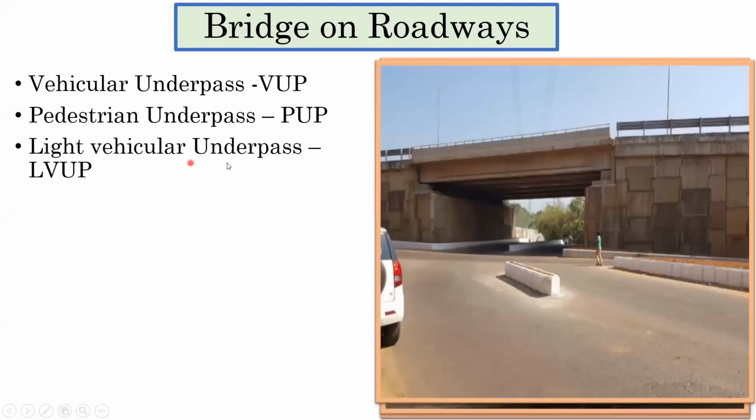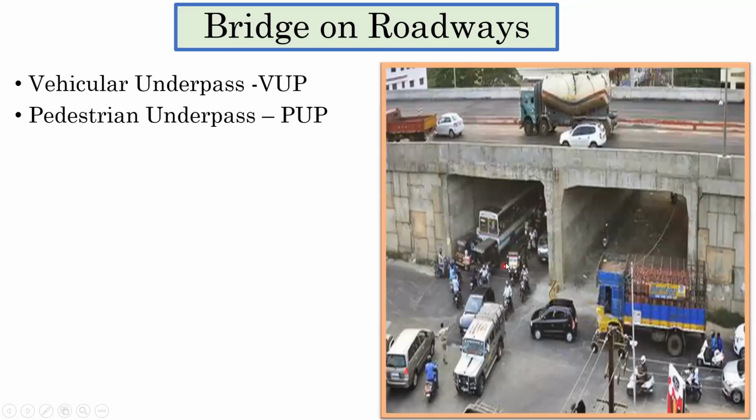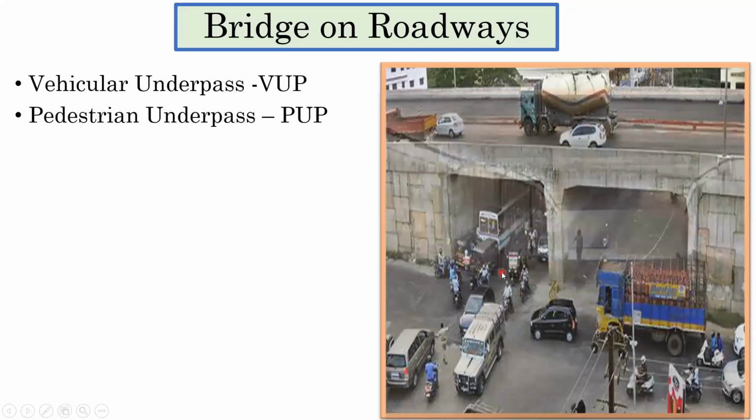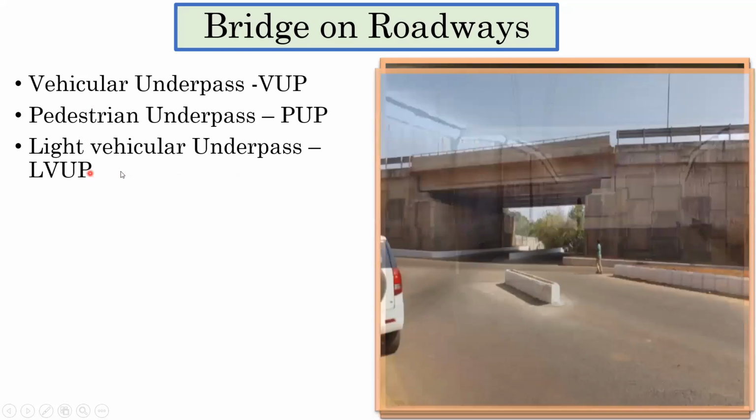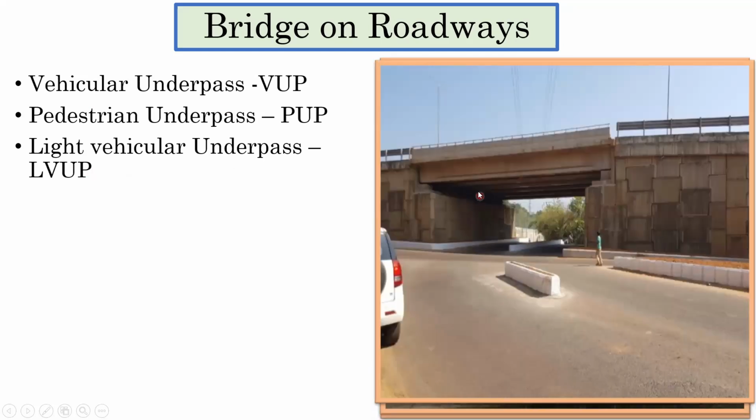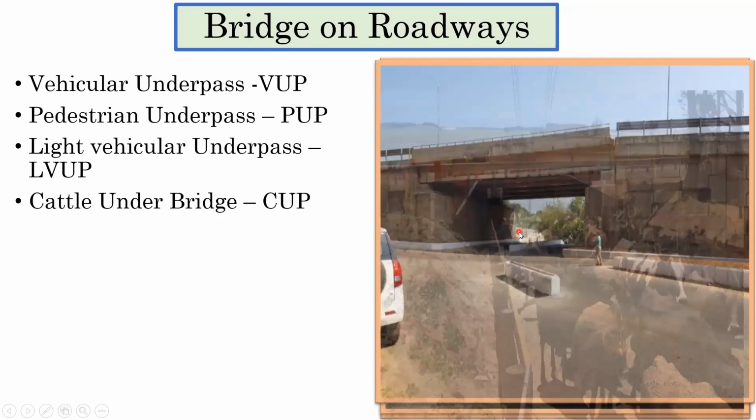Then we have light vehicular underpass. Light vehicular underpass is nothing but vehicular underpass. Only the thing is light vehicles are going to move, not the heavy ones. In that case, the height clearance also will be less. Whereas here, your height clearance was more, isn't it? This is called vertical height clearance. Whereas in the light one, the name itself says it's a light vehicular underpass, so this height will be less, and only light vehicles can go under this particular bridge. Next, we have a cattle under bridge.